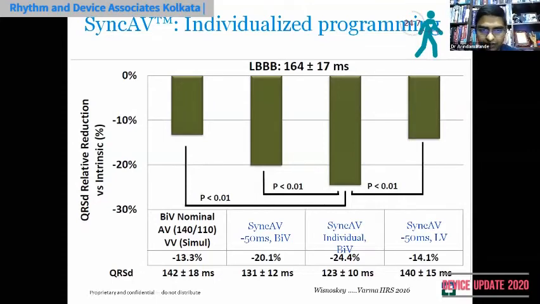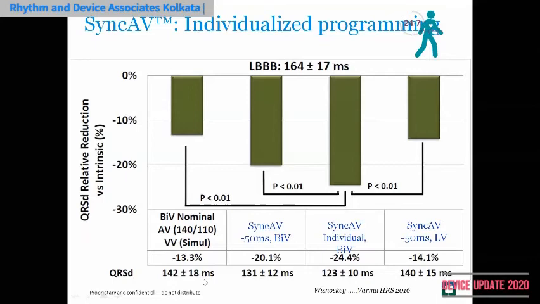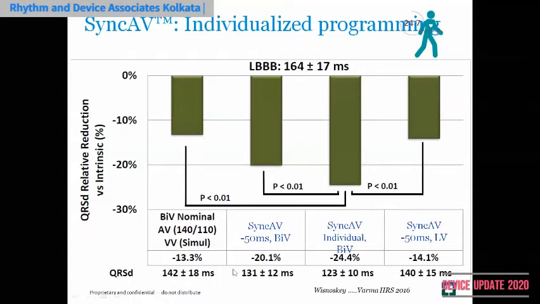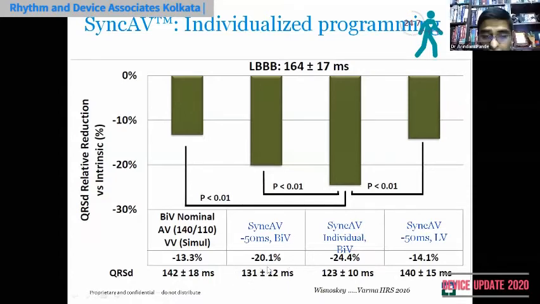So in this slide, we can see normal biventricular pacing. If the QRS is around 142, then with SyncAV with a delta of -50 and biventricular pacing, the QRS can come down to around 131. So that is a very important improvement. At the same time, you can modify the delta, and the response will also vary.